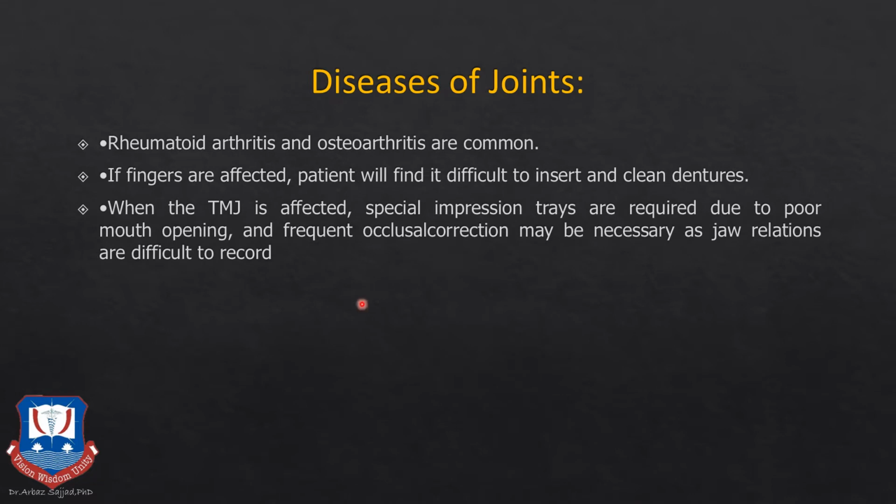Now, coming to the diseases of joints such as arthritis, rheumatoid arthritis, and osteoarthritis. These are very common and they often affect the fingers, the elbow, and the shoulder joint of the patient, making it difficult to insert and remove the dentures as well as clean them. In such cases, patients may be advised to get a full-time carer to do all these things. When the temporomandibular joint of the patient is affected by arthritis, it may result in restricted mandibular opening, pain in the TMJ, and deviation, clicking, and crepitus of the joints. In such cases, recording the maxillomandibular relationship and taking primary as well as secondary impressions becomes difficult.